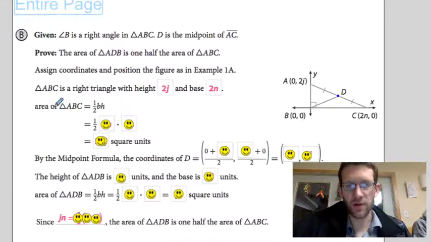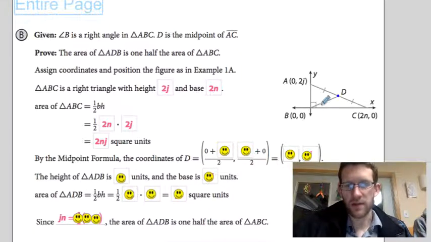So the first thing we're going to do is calculate the area of this triangle ABC. Well, we know that the formula for the area of a triangle is 1/2 base times height. The base here is 2N, the height is 2J. So 1/2 times 2N times 2J. One of these 2's cancels with the 1/2, and we're left with 2NJ. Okay, so that's our area.